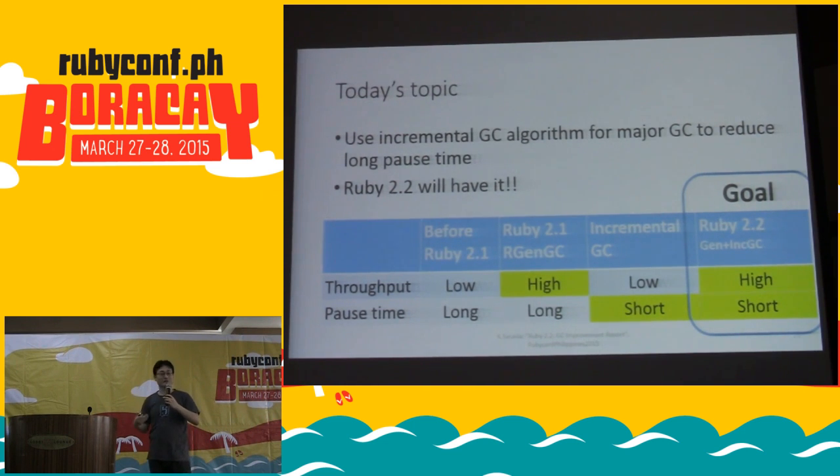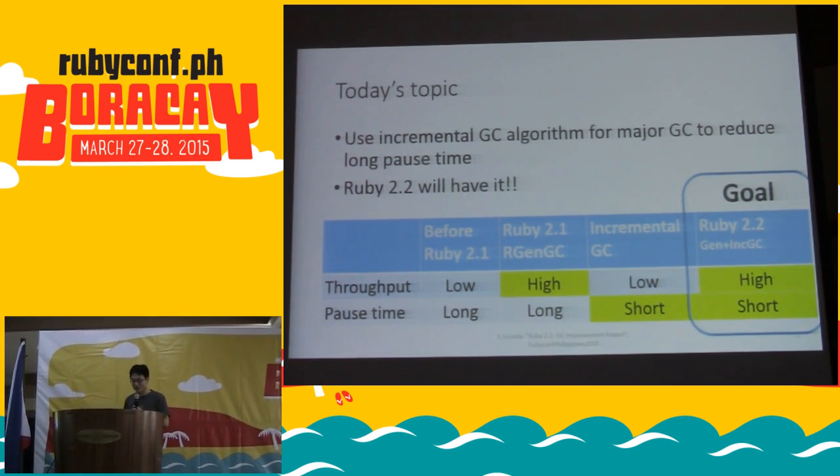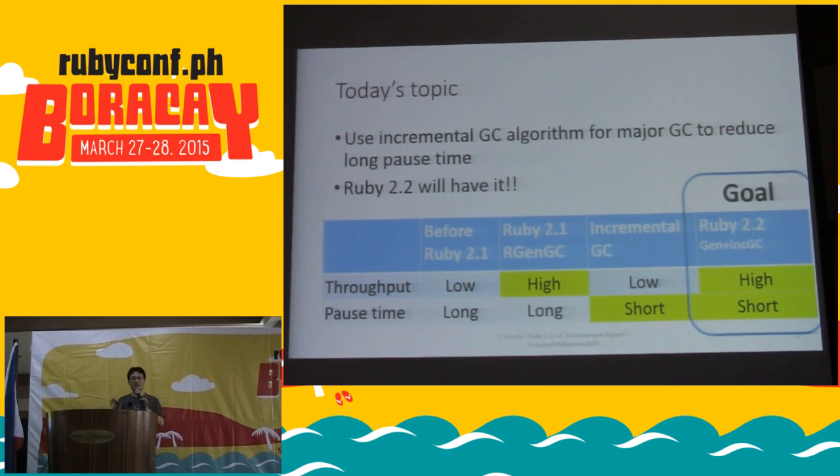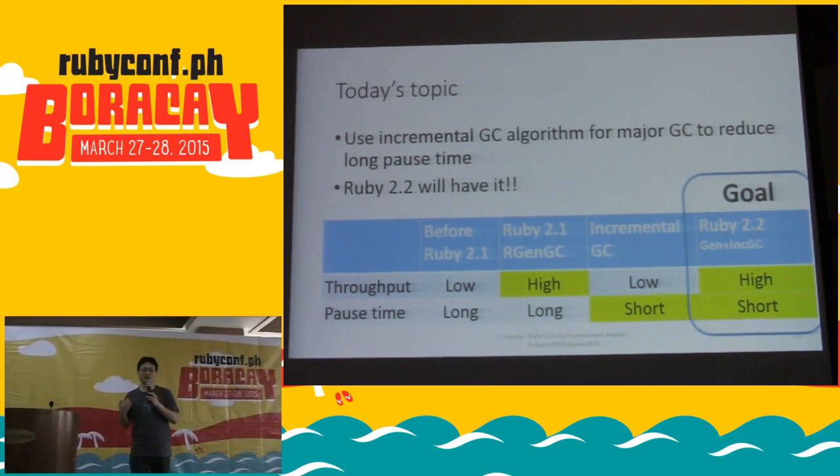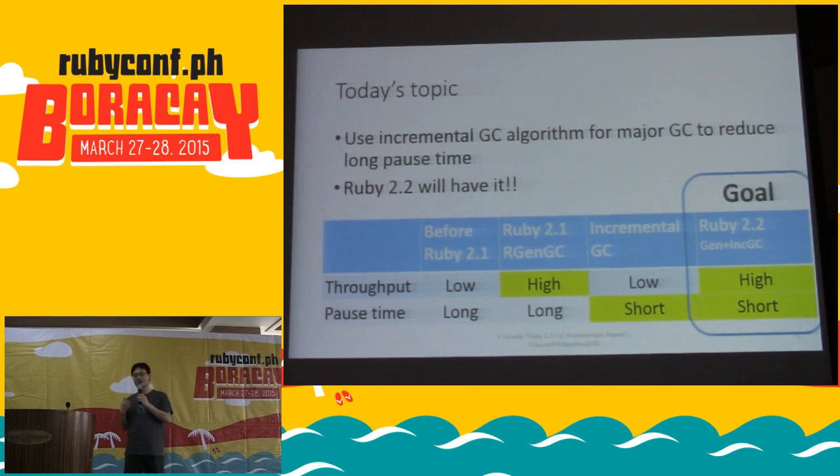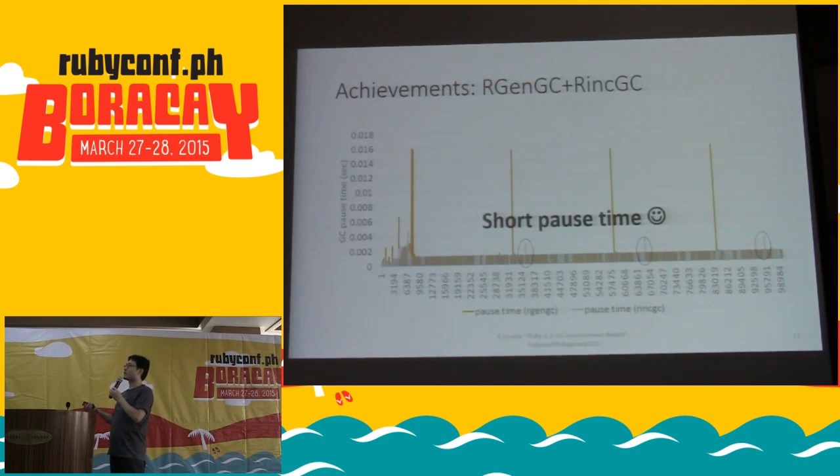This is a problem, so we can summarize it with this table. For Ruby 2.1 with generational garbage collection, throughput is high, but the maximum pause time is bad, so long. So we need to reduce the maximum pause time. The incremental GC algorithm is a well-known algorithm to improve this issue. So we combine generational garbage collection and incremental garbage collection in Ruby 2.2, so we can achieve high throughput and short pause time garbage collection. This is the achievement of our Ruby 2.2 improvement.